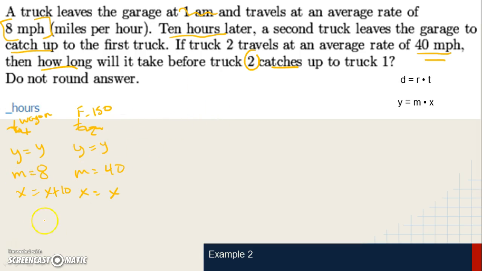We've got for the wagon, y equals 8 times x plus 10. And then for the F-150, we've got y equals 40x. Now that the y's are the same, or the distances are the same, we can just set them equal to each other. So we've got 8 times x plus 10 equals 40x. Now let's go ahead and solve. So first I'm going to distribute. We've got 8x, and then 8 times 10. I know what that is, so I'm just going to do it in my head. I almost made a mistake there. 8 times 10 is 80, equals 40x.